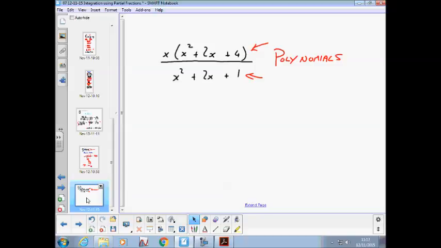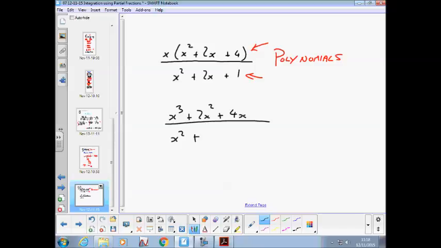So the first thing to do is to recognise that this is a top-heavy fraction algebraically, and it is a top-heavy fraction because if I multiply out the numerator, I get this: x cubed plus 2x squared plus 4x over x squared plus 2x plus 1 is what we actually end up with. Why is that a top-heavy fraction, do you think?